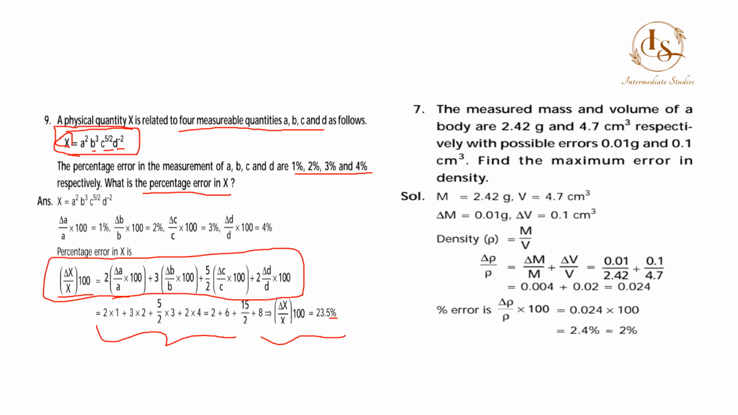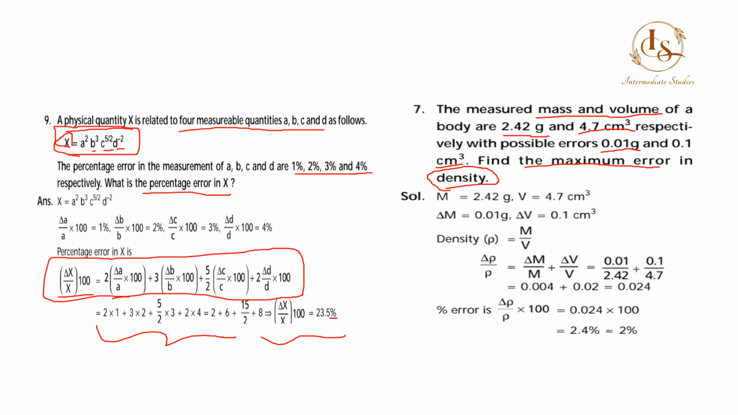And the next question: the measured mass and volume of the body are 2.42 grams and 4.7 centimeter cube respectively. So here the mass and the volume of the body are given, with possible errors of 0.01 grams and 0.1 centimeter cube. With possible errors means the mass error and the volume error they have given. And they are asking to calculate the maximum error in density. Okay, so we need to calculate the error in density.